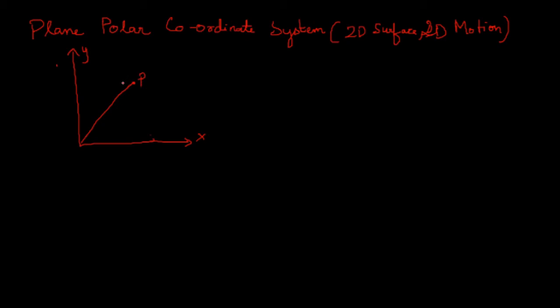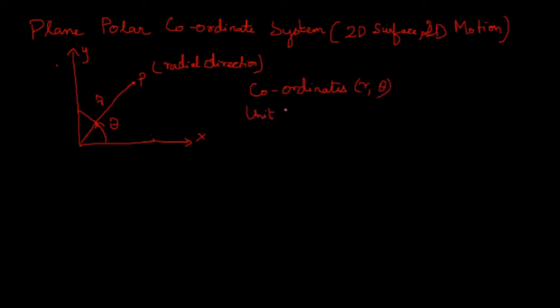So I am having a particle P. The line joining P and the origin is called the radial direction. And there is an angle theta, which is in the anti-clockwise direction, not in the clockwise direction, and this is r cap. So the coordinates which we use in plane polar are r and theta, and the unit vectors are r cap and theta cap, right?